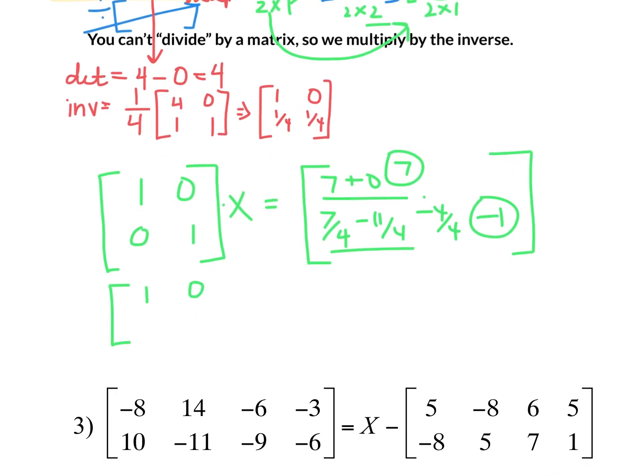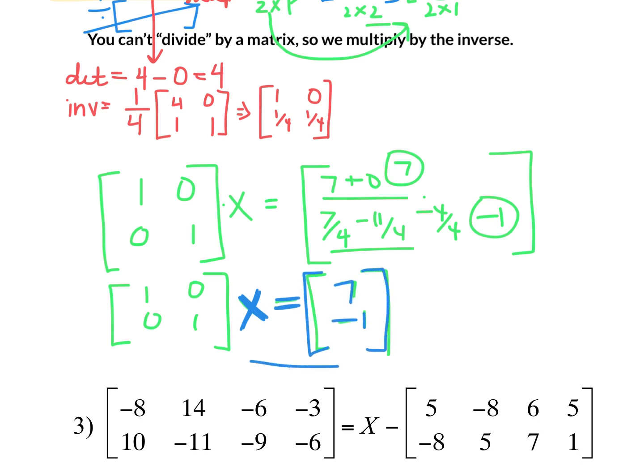This says 1, 0, 0, 1 times the matrix X that I'm looking for equals 7, negative 1. And remember, when we multiply a matrix by the identity matrix, we get the matrix itself. So that means that in this instance, X actually equals the matrix 7, negative 1. So this is our solution to our equation.